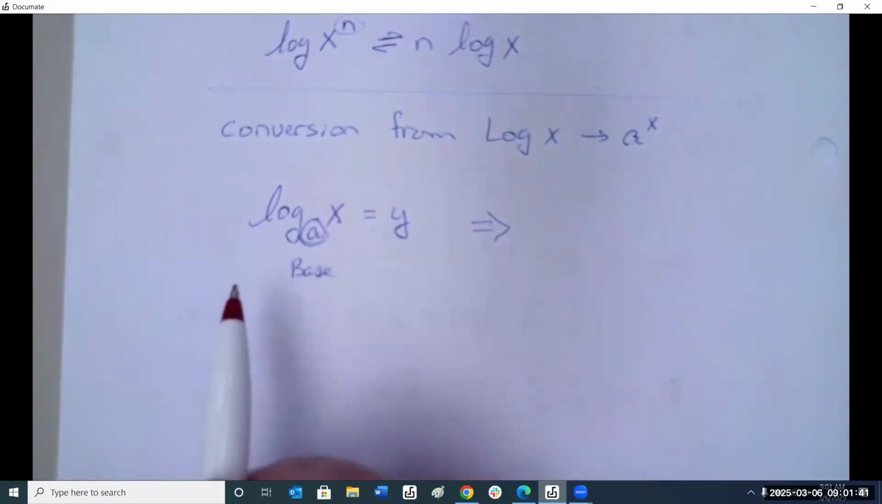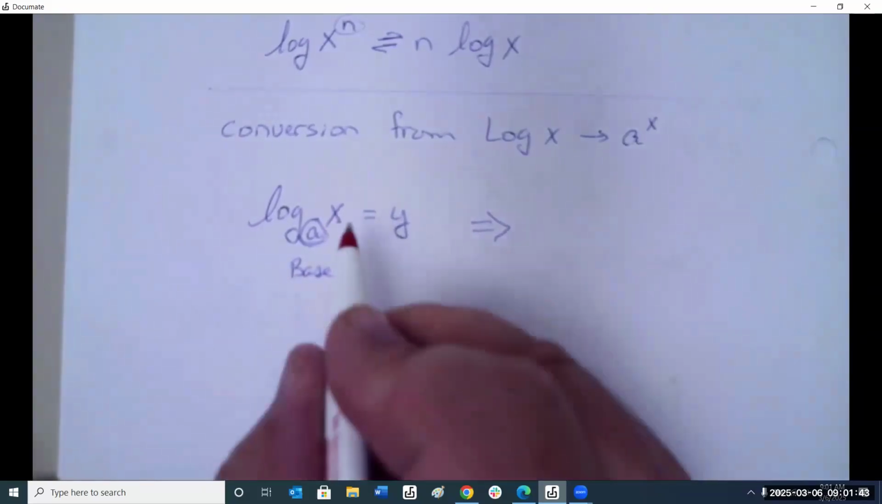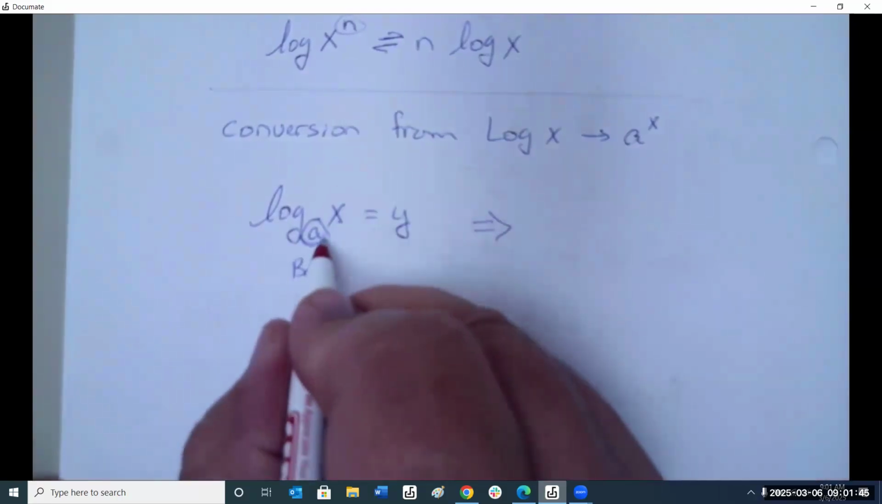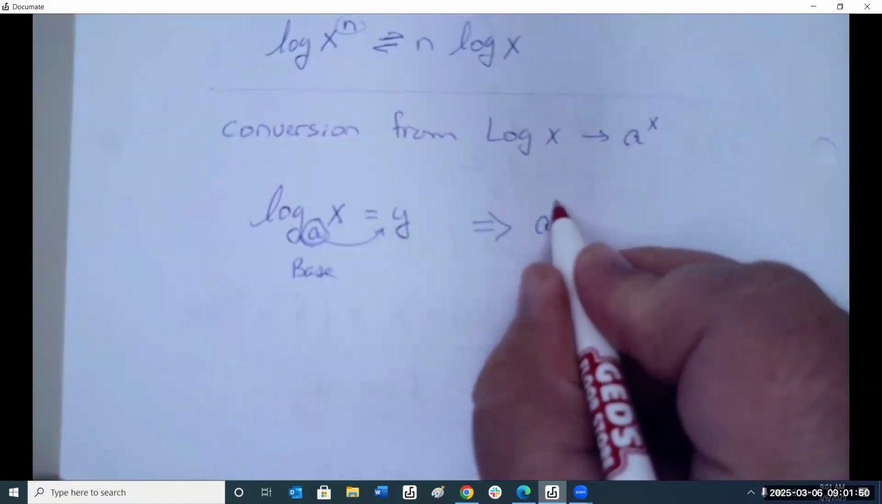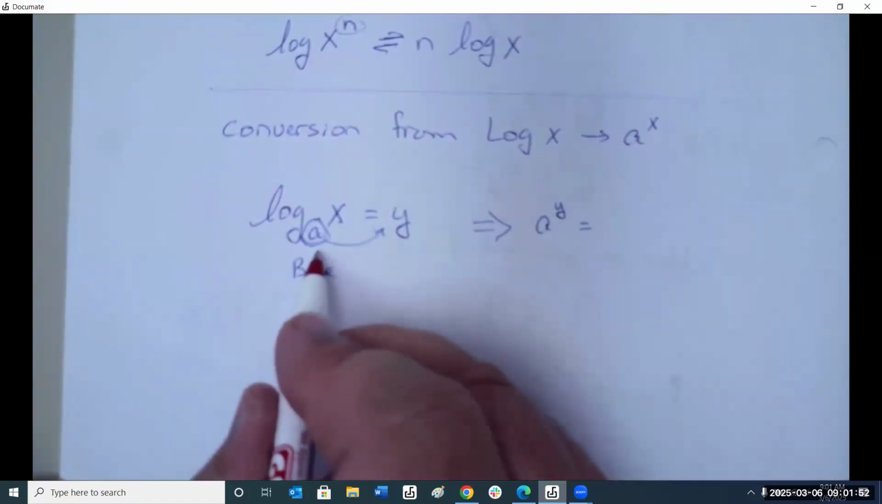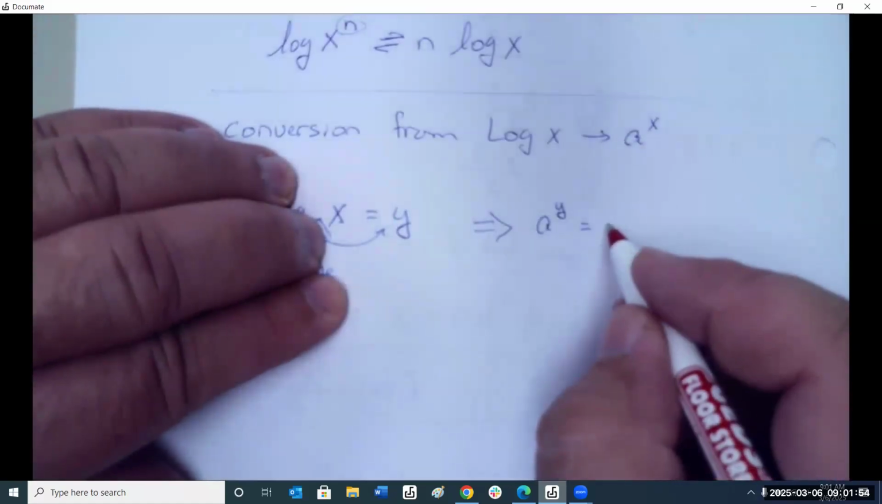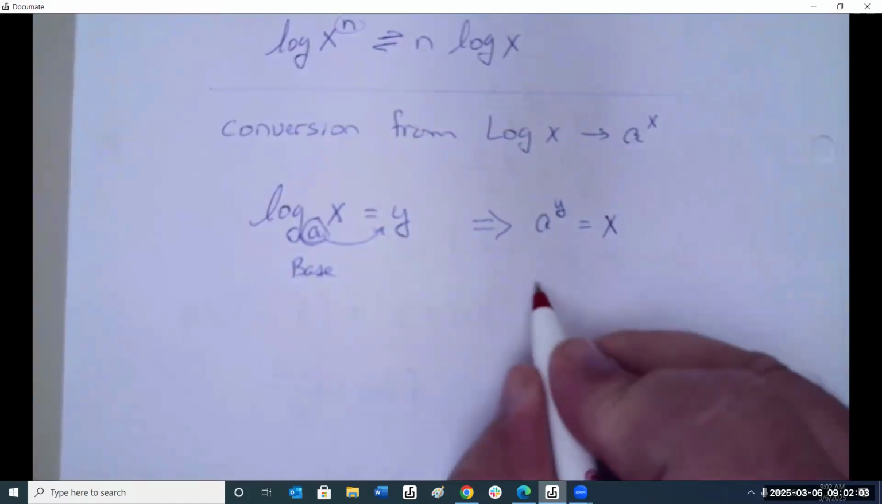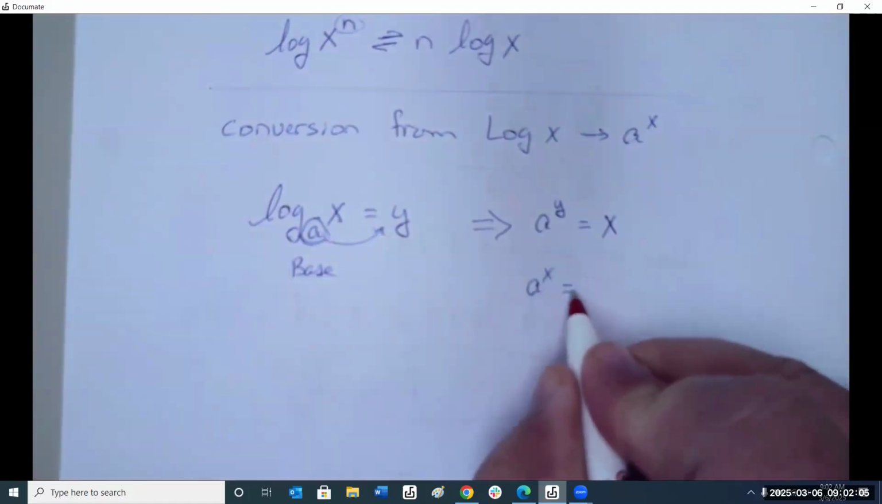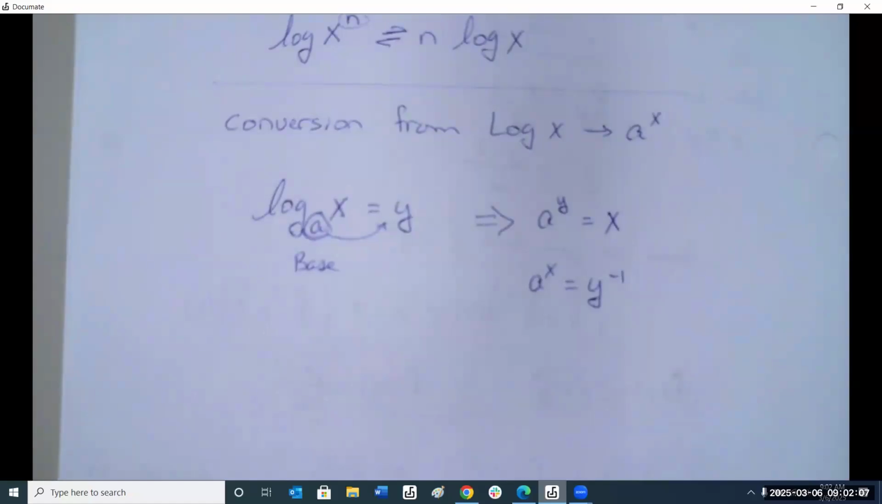So the base has to remain a base. So what happens here when we convert to exponentials, the base comes over here and pushes up the answer. So we have a to the power y. Since the base is gone, the log disappears. So you have a to the y equals x, which is why you see this is an inverse, because I switch x and y. So exponentials are inverses of logs and vice versa.